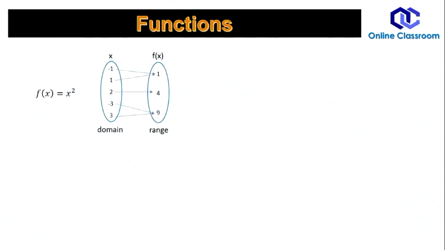Like this function, you see here, for one value of x I get only one value of y. When x is 1, y is 1. When x is negative 1, squared, y is 1. When x is negative 3, negative 3 squared is 9. For every one input I am getting one output. So this qualifies the definition, the condition of the function.